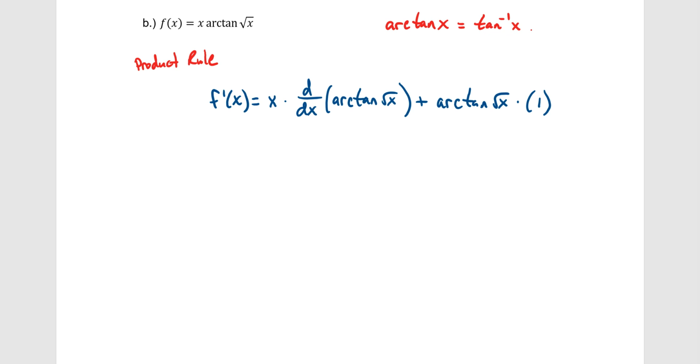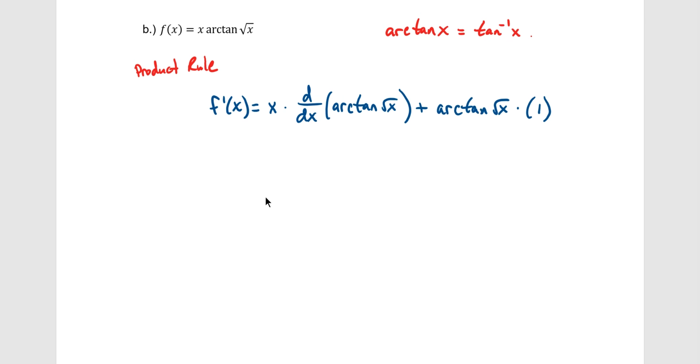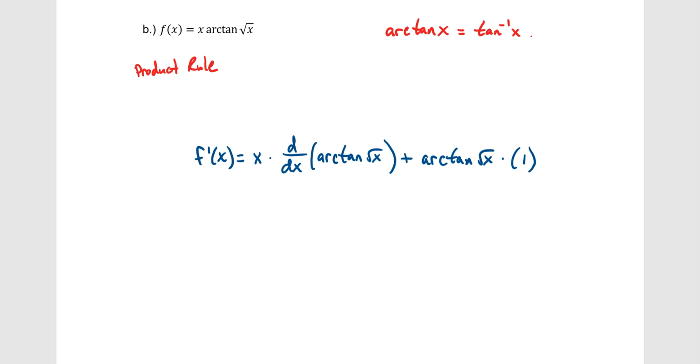So this gets a little tricky. Let me just move this down so I have some room. We know, based on the previous page, that the derivative of tangent inverse of x is 1 over 1 plus x squared, right? We're not taking the derivative of tangent inverse of x. We're taking the derivative of tangent inverse of the square root of x. So instead of this being x, it's going to be the square root of x, which you're going to see ends up simplifying to just x.